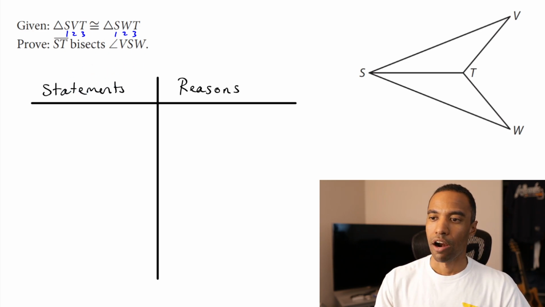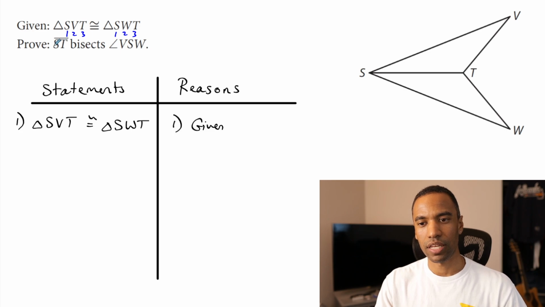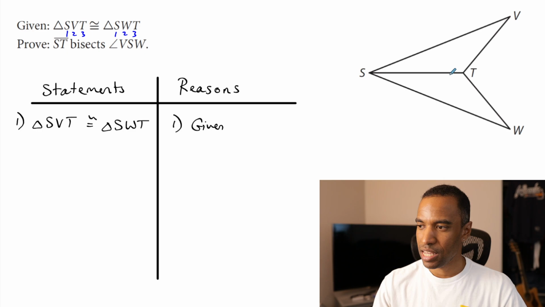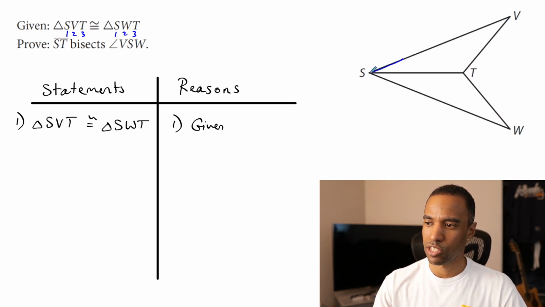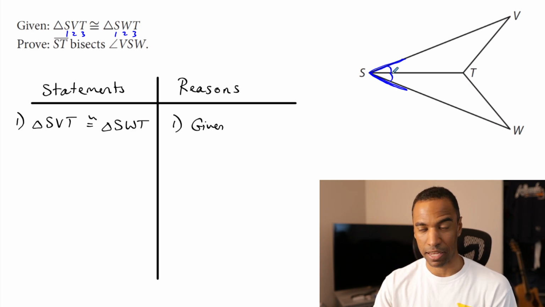Okay, so our first statement we're going to make, guys, is our given statement, that this triangle is congruent indeed to this triangle right here. That is given. Now, we need to eventually lead to the fact that this segment, ST, bisects angle VSW. Here's angle VSW. And what is an angle bisector? An angle bisector is a segment that divides the angle into 2 congruent parts. Now, we don't know that this thing bisects this. We need to prove that this is bisecting it, though.